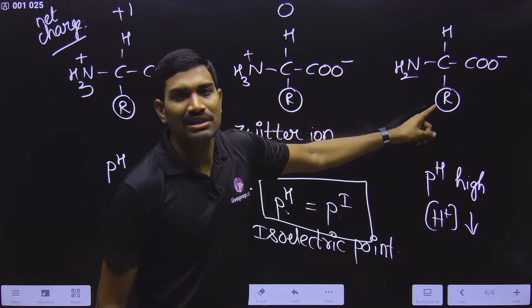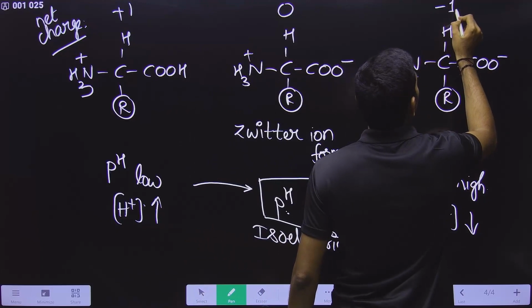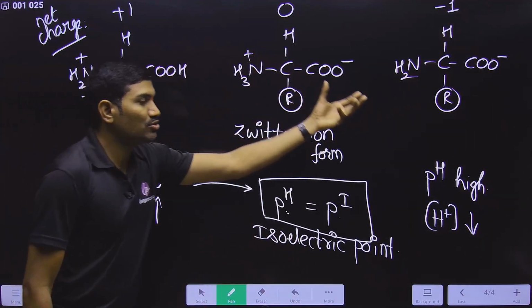Now what is the charge on this amino acid? It is a negative charge. How many negative? In this structure it is -1. Understood or not? So this is what they are saying.